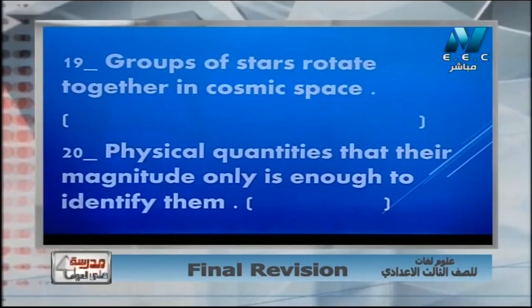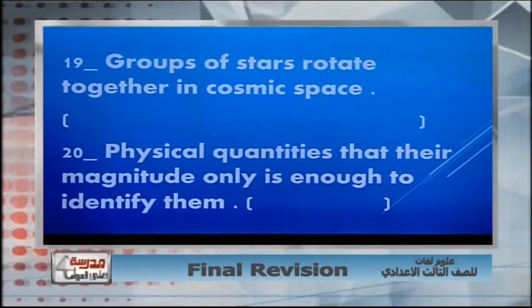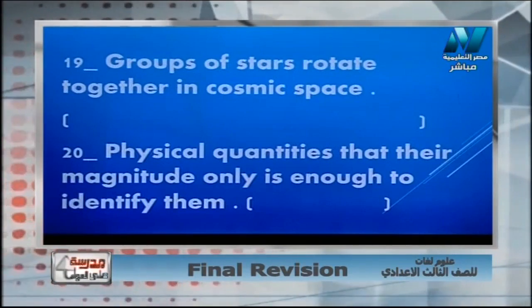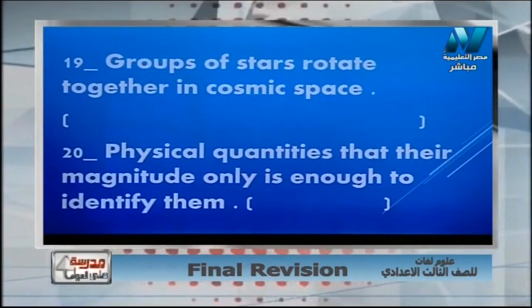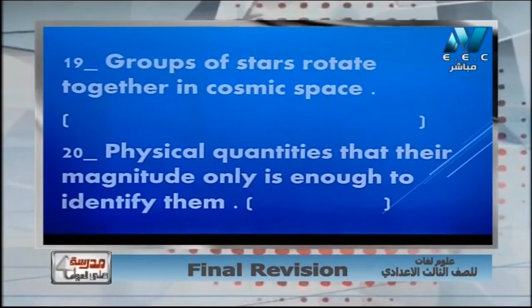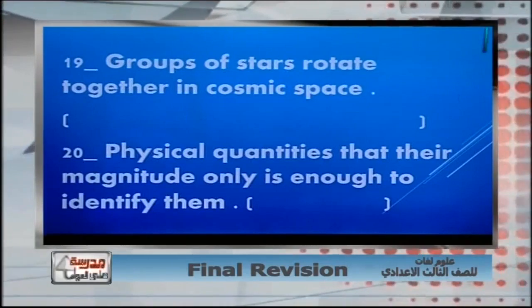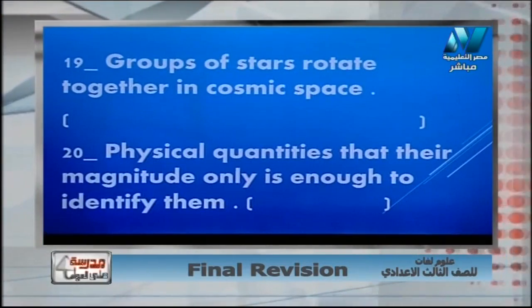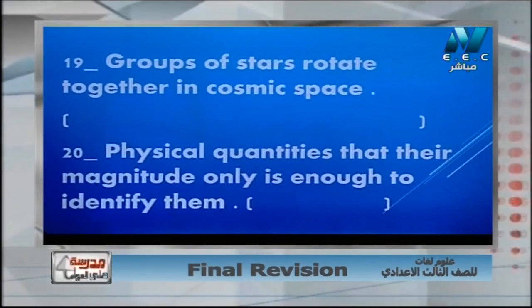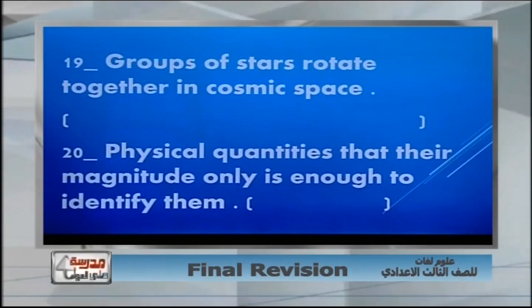Okay, number 20. Physical quantities. You know, my dear student, that we have two types of physical quantities. The first word in this question is physical quantities, not physical quantity. If he says physical quantity, we have many answers according to the rest of the question. But now the first word is physical quantities, so we have only two types. Number one is scalar, number two vector.